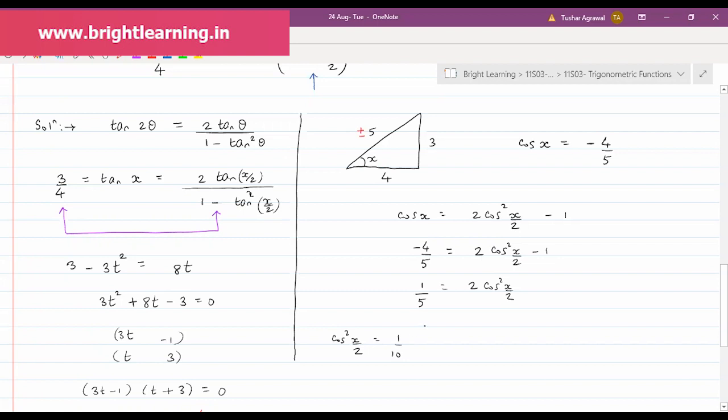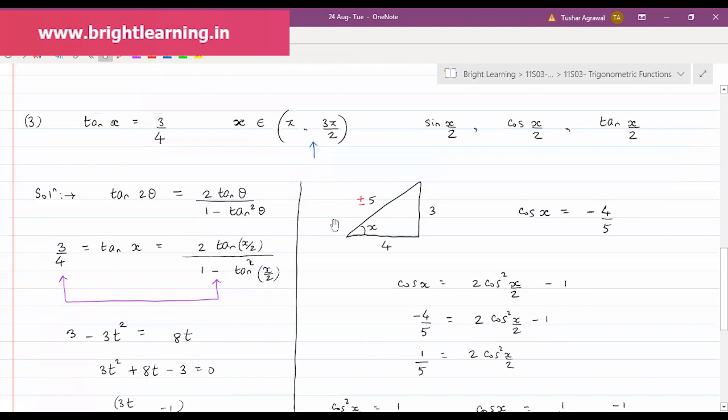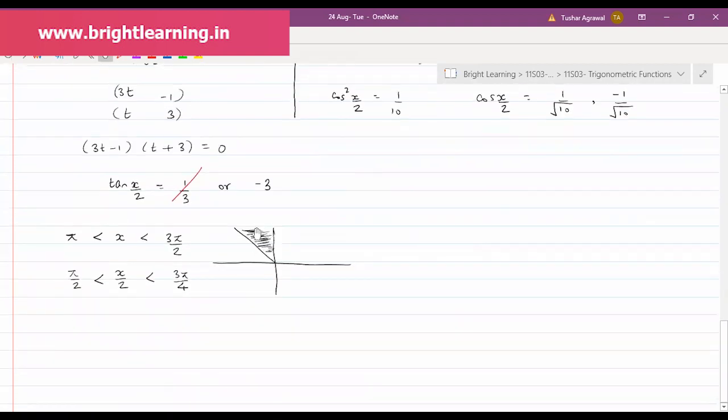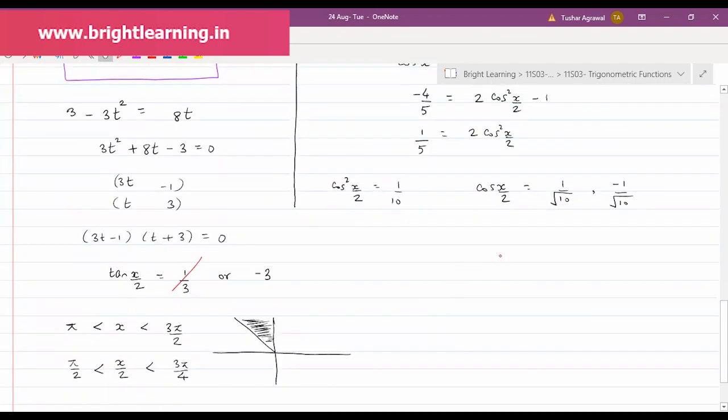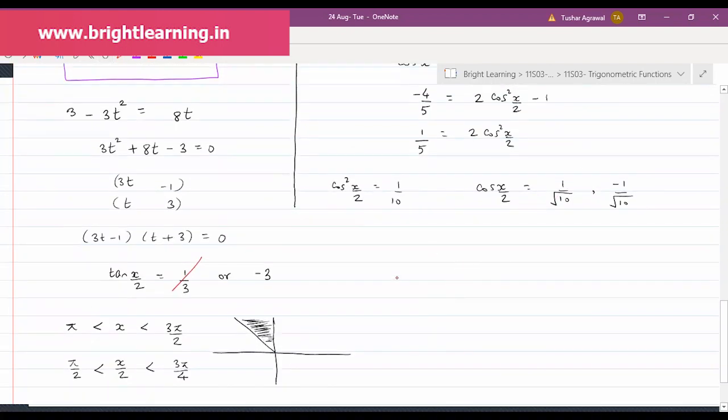So now for cos x by 2, should I take 1 upon root 10 or minus 1 upon root 10? For that, again, x lies in this interval, so x by 2 is in this range. So cos of that value is the x coordinate, which is negative. The x coordinate is negative, so we discard the positive value.